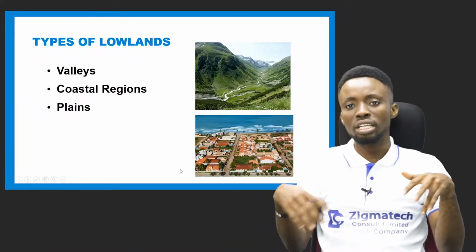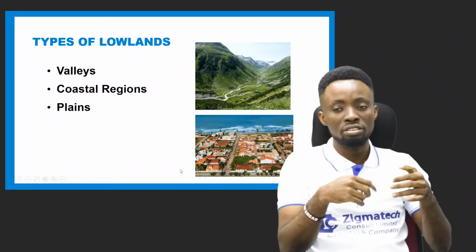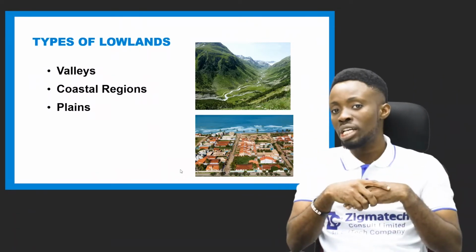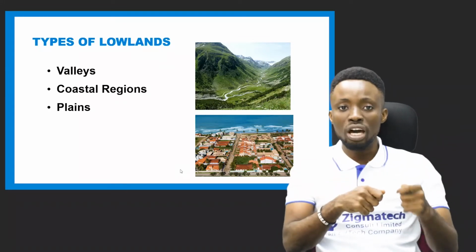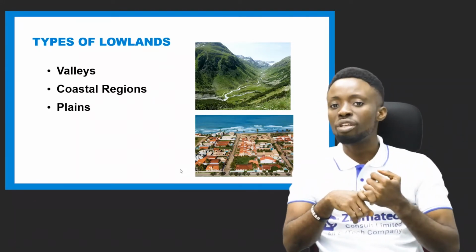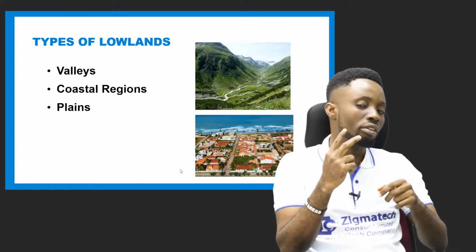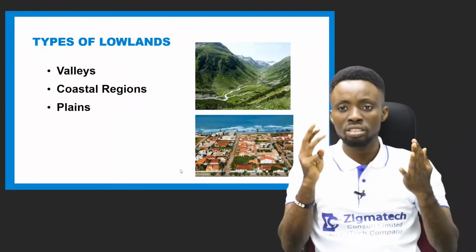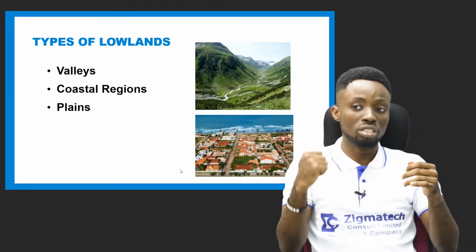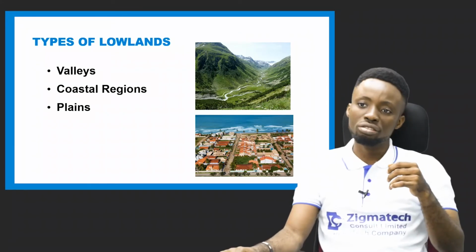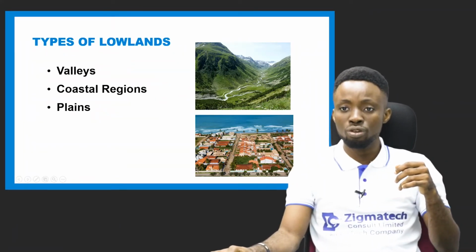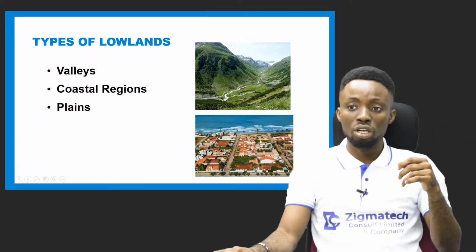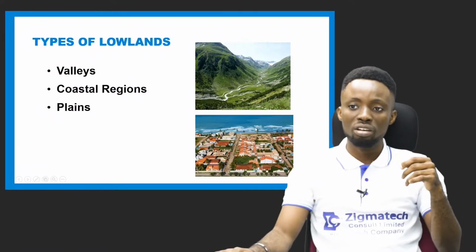So what are the types of lowlands we have in Nigeria? Now the first type of lowland is called a valley. Then we also have the coastal regions. Then we have the plains. So basically we have three major types of lowlands: the valley, the coastal regions, and the plain. As you can see on the screen, this is a typical example of a valley, and this is also a typical example of a plain or a coastal area.